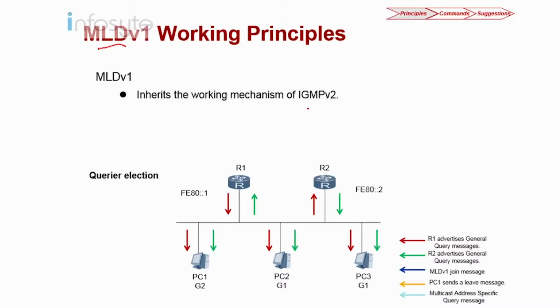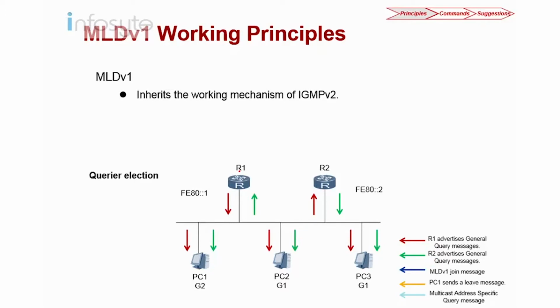Now let's look into the MLDv1 working principle. As I mentioned, they inherit the working mechanism of IGMPv2. So if you are familiar with IGMPv2, MLD version 1 works in a similar way. Now let's have a look over here at how they select the querier. The red color here represents R1. R1 is going to advertise its general query, which reaches all the hosts including the R2 router. R2 in return also sends a query, so we have the R1 query and the R2 query, and it also reaches all the hosts.